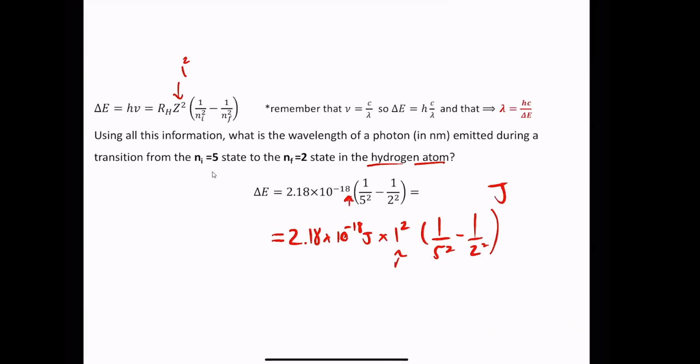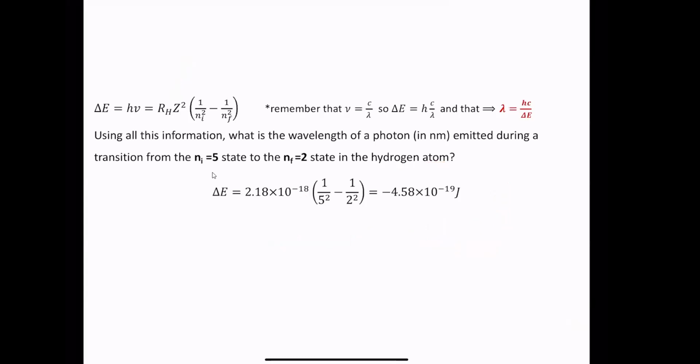So if somebody can calculate what this energy is of a hydrogen atom going from N5 to N2. I got negative 4.578 times 10 to the negative 19. Yep, sounds good. That's what I got too. So negative 4.58 times 10 to the minus 19 joules.